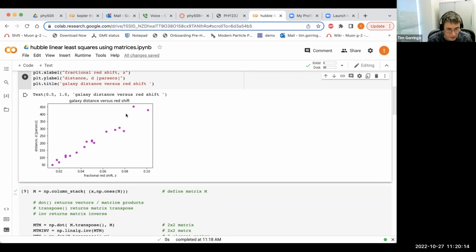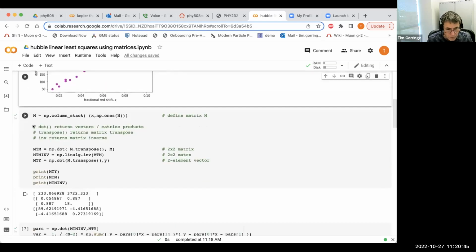velocity of the galaxy. Just a note on the units here, in this plot of Hubble's law, this fractional redshift is actually unitless. It's the change in the wavelengths divided by the wavelength of the particular spectral line. This vertical axis here is in parsecs, and the closest star is about a parsec.